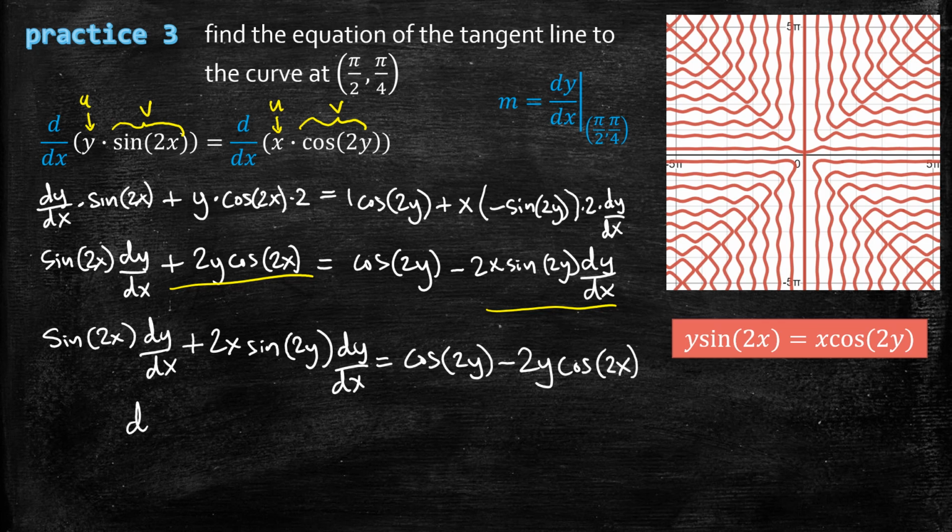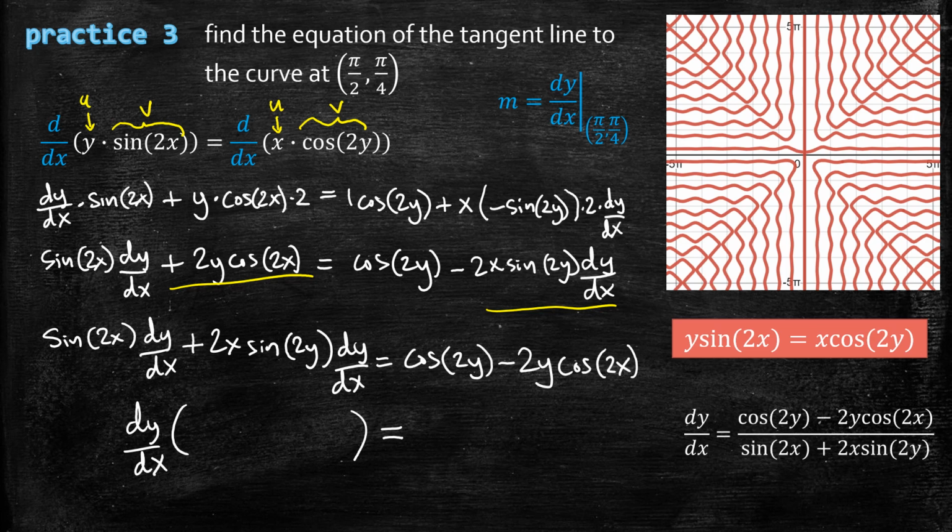We are going to factor out dy by dx from these two expressions and set that equal, then divide by that quantity to save a little time. This is what you should get. And now we're going to take this formula for dy by dx and work with it to find the equation of the tangent line.